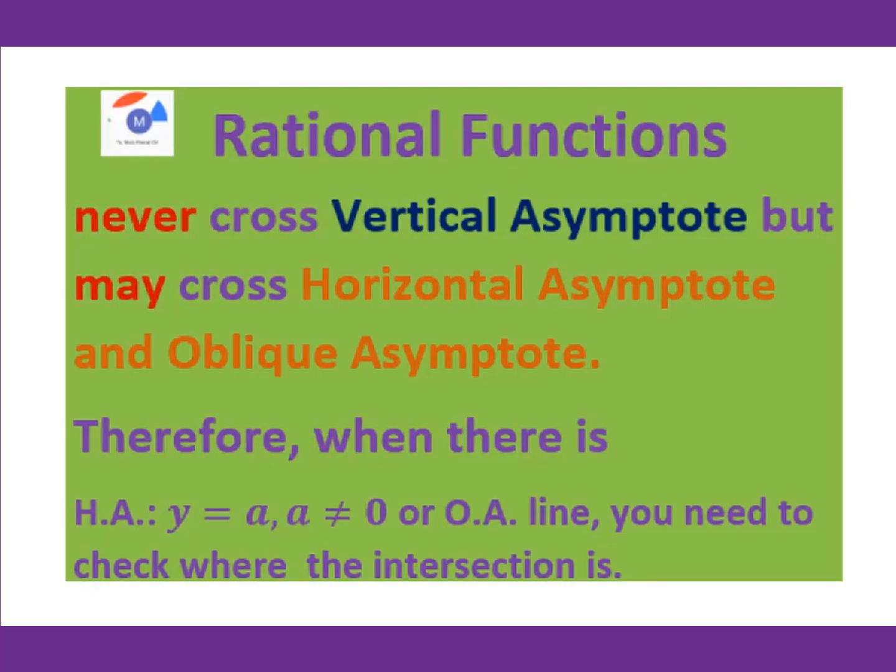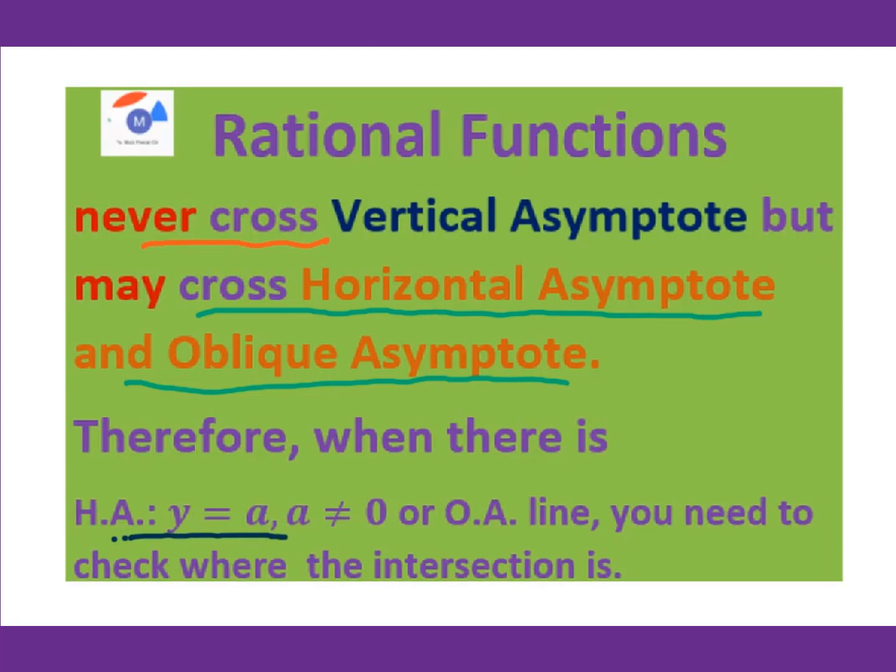When you graph rational functions, remember that rational functions never cross a vertical asymptote line, but may cross a horizontal asymptote line and an oblique asymptote line. Therefore, when there is a horizontal asymptote line, y equals a, not equal to 0, or an oblique asymptote line, you need to check where the intersection is.